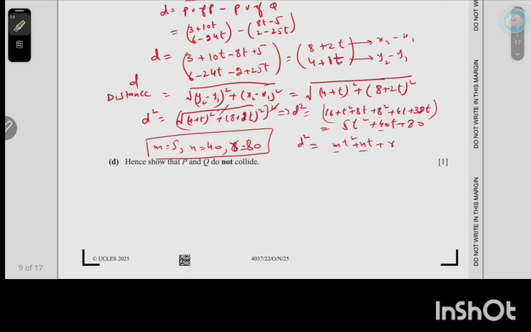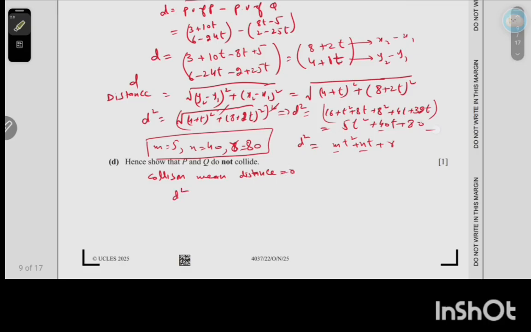Now we have part d: show that P and Q do not collide. So what's a collision? If they collide, then definitely the distance is 0. Simply, if P and Q collide, it means the distance equals 0. So what's the d squared we have?